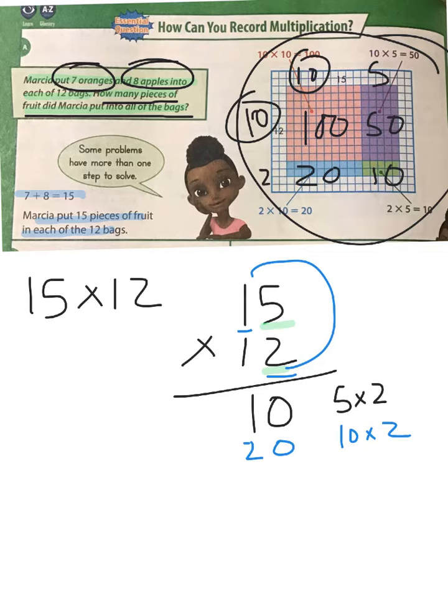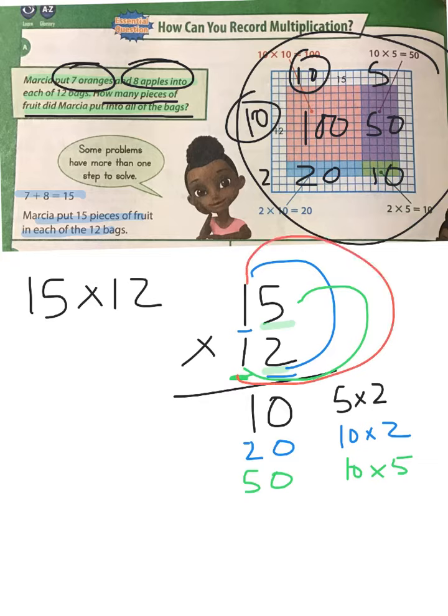Now we're going to multiply our tens place from the bottom. So in step 3, we're going to multiply this 1. But this 1 is not really worth 1. It is worth 10. So we're going to multiply 10 times 5. And 10 times 5 is 50. Finally, for the last step, we are going to multiply 10 times this 1, which is also worth 10. So 10 times 10 is 100.